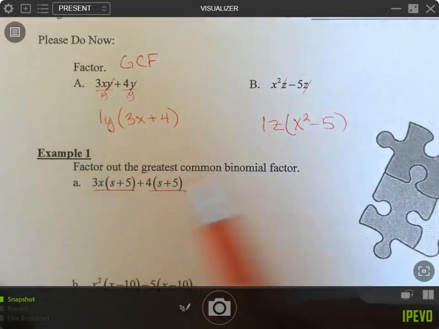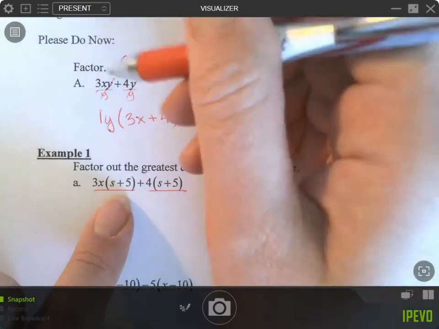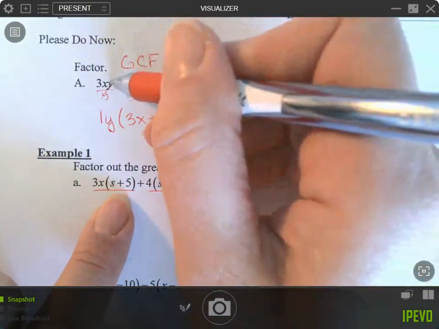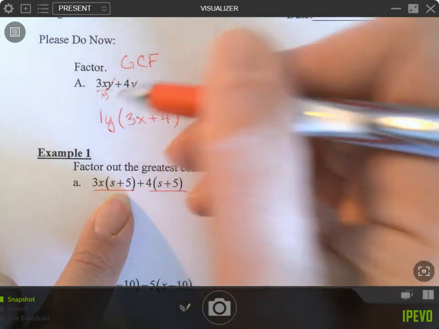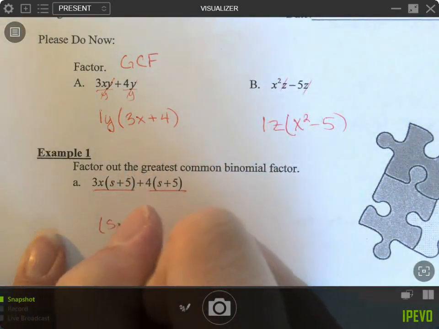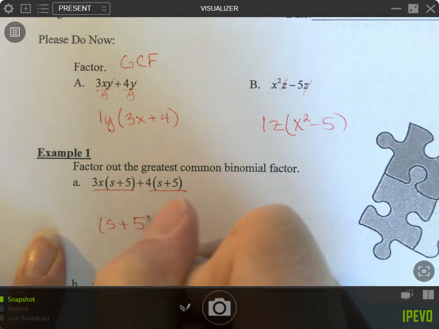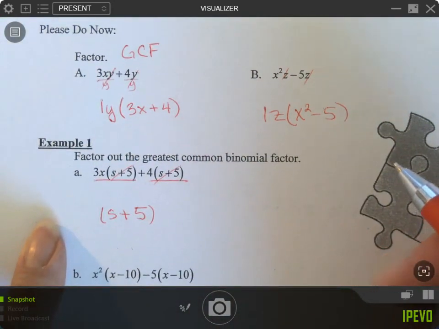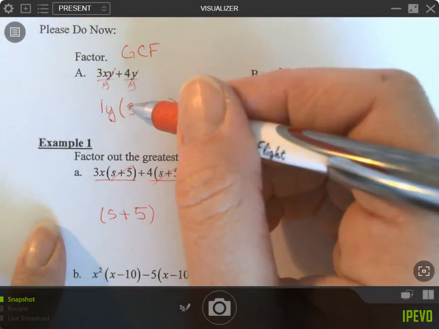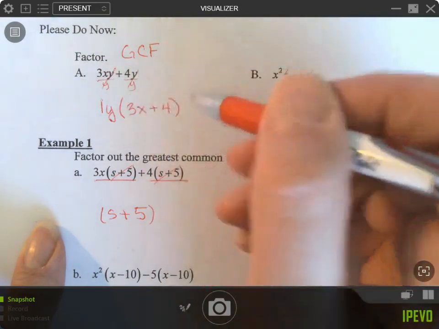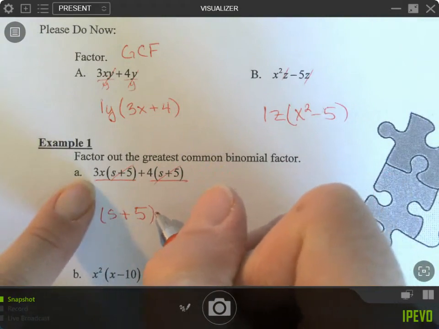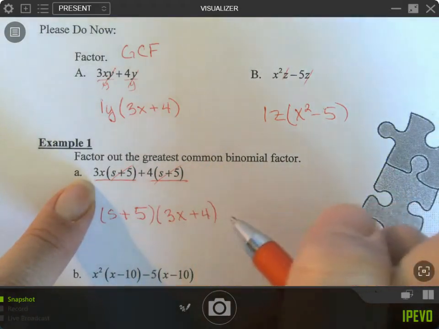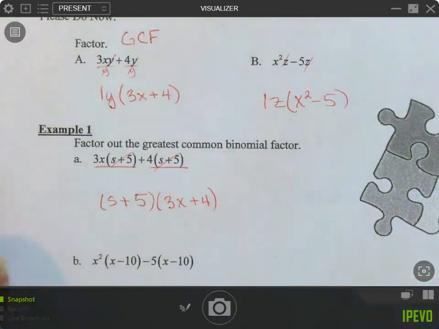So what I want you to see is these problems are the same, but instead of having a y, we have this in parentheses as s plus 5. Just like you took the y as the GCF and you put it out front, you're going to take this s plus 5 as the GCF and put it out front. And then whenever you divide by the GCF, you put what's left in parentheses to redistribute. So this stays in parentheses. I'm going to rebuild this in parentheses to distribute. That is the abstract part of what we're doing today.